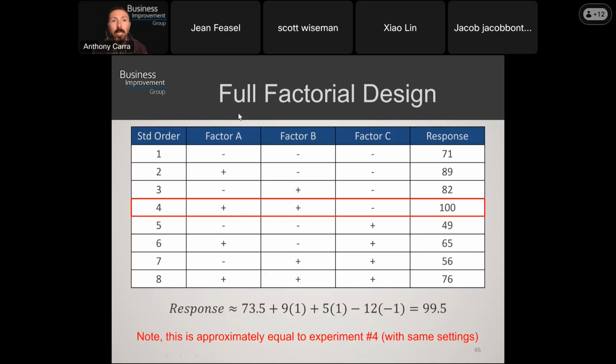When I look at that on my original data collection sheet, high, high, low corresponds to an output of 100. That's pretty close, right? We were predicting 99.5, and in practice we achieved 100, which is, for all intents and purposes, very close. And it further supports that the model we generated would be able to predict a particular outcome. Now, why is that important?